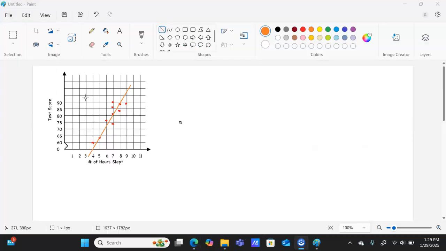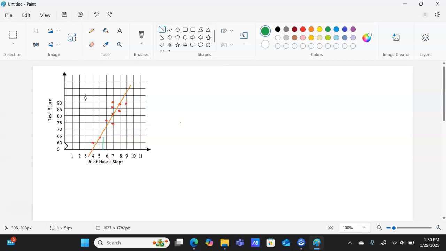Let me show you that on this. Okay, I drew a trend line on this one, and this is one where you actually could not do the y-intercept because it's actually below 0. It's a negative number. It's somewhere down here, and our graph doesn't extend that far. So let's show you using the trend line. What if somebody got 5.5 hours sleep? According to this trend line, what would their grade be?